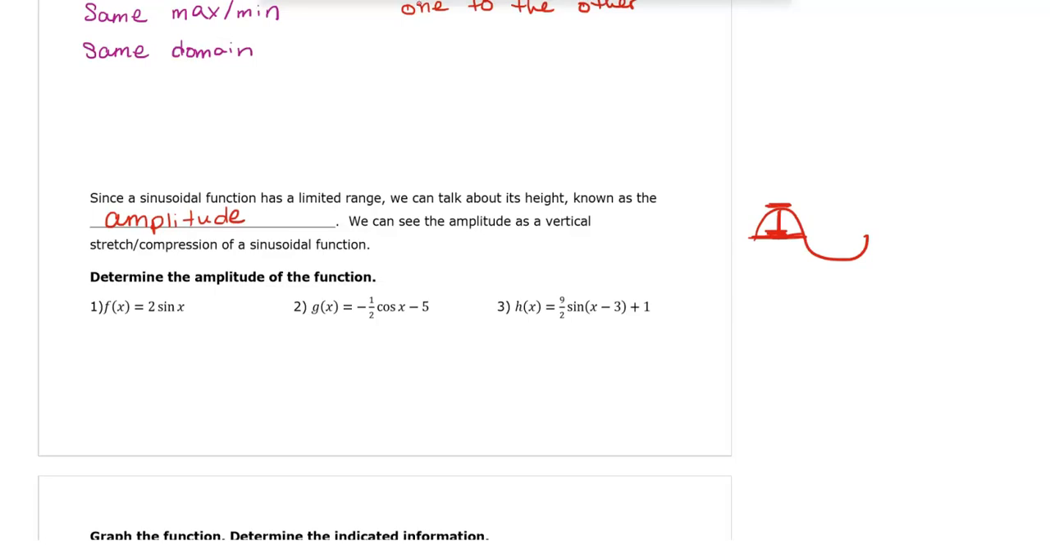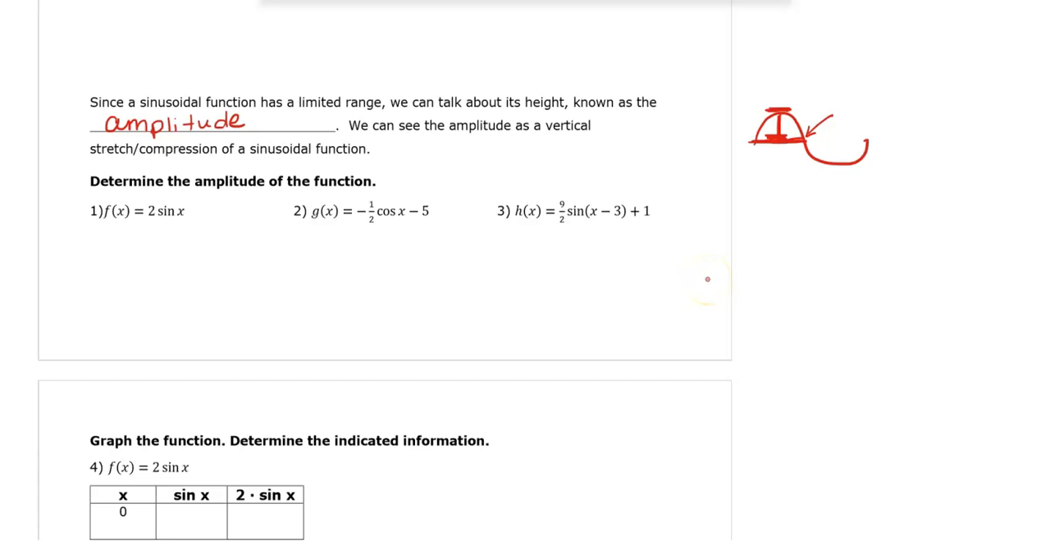It's from the middle, so the x-axis. Well, I shouldn't say x-axis. It's called our midline. And right here, that's going to be the midline right now without having moved our graph up or down at all. That is the x-axis, but it's not always going to be the x-axis. It's the distance from that midline to the maximum point.